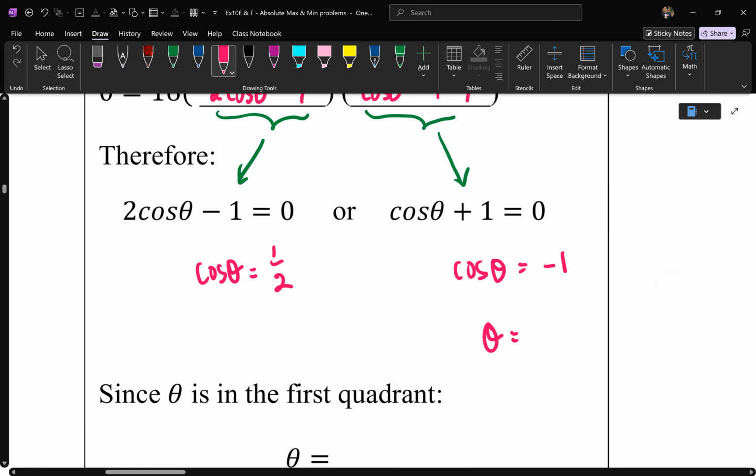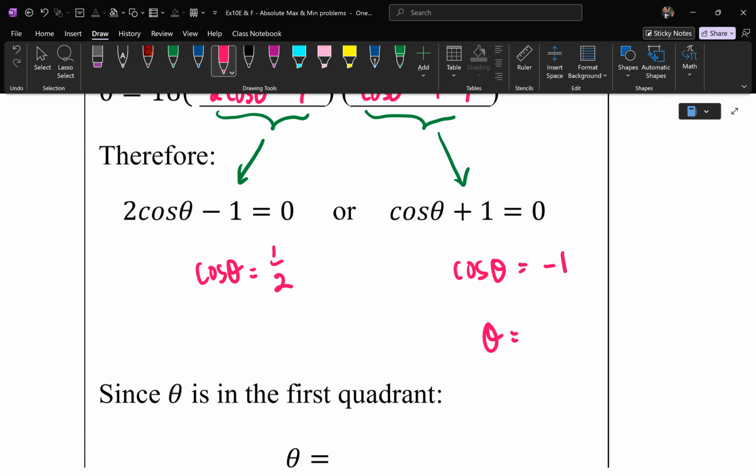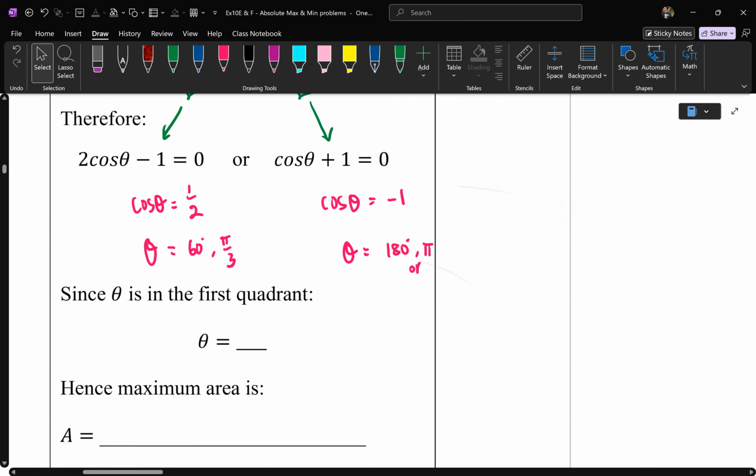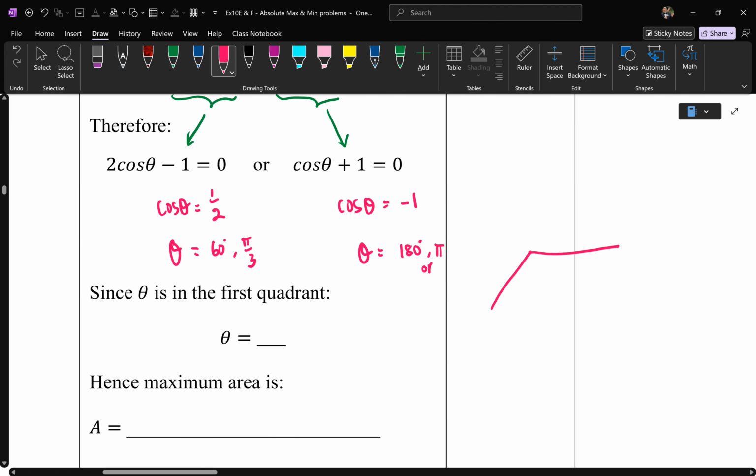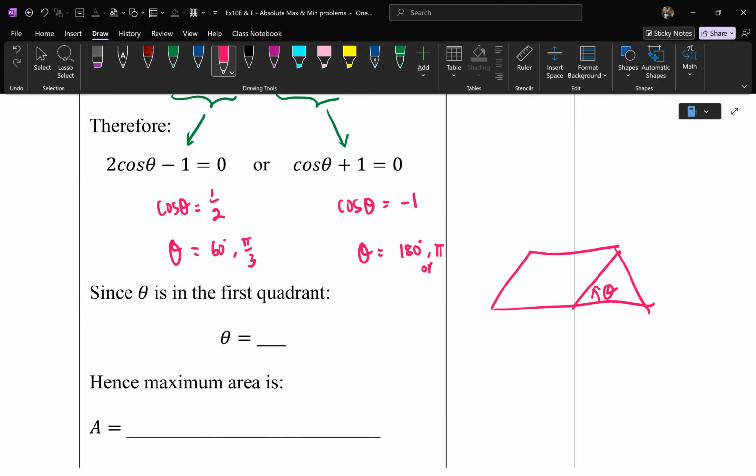Therefore, theta equals cos inverse of negative 1. It's either 180 degrees or pi. Cos of what angle will give you half? You got 60 degrees or pi on 3. So that means in that trapezium, in that circle, the angle that we're talking about is currently in quadrant 1. It can't be 180 degrees. Doesn't make sense. You wouldn't have a trapezium. So because of that, this can't be the answer. Theta must then be 60 degrees or pi on 3.